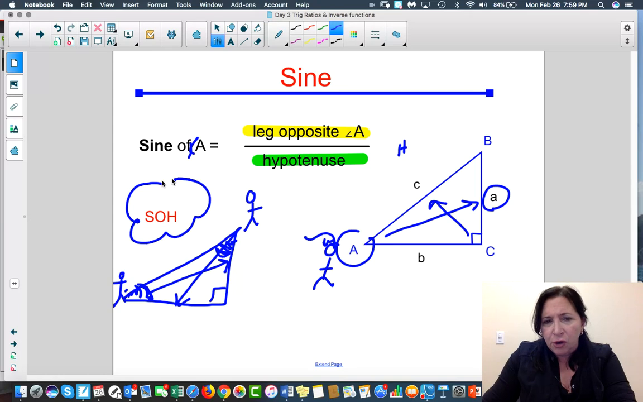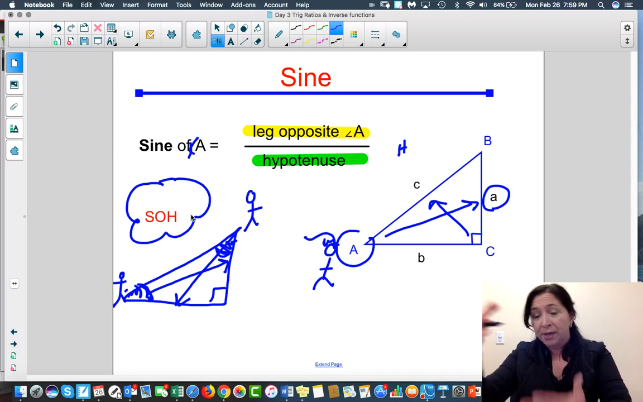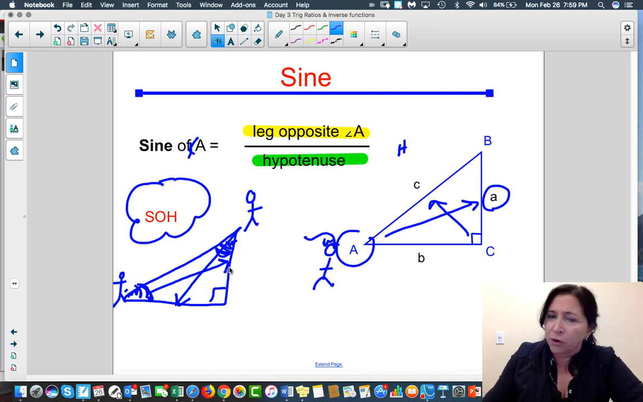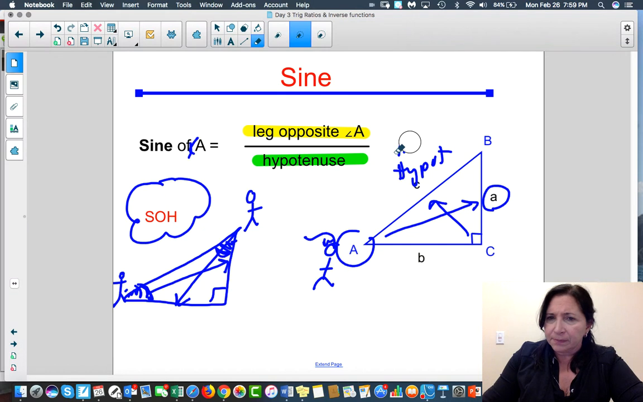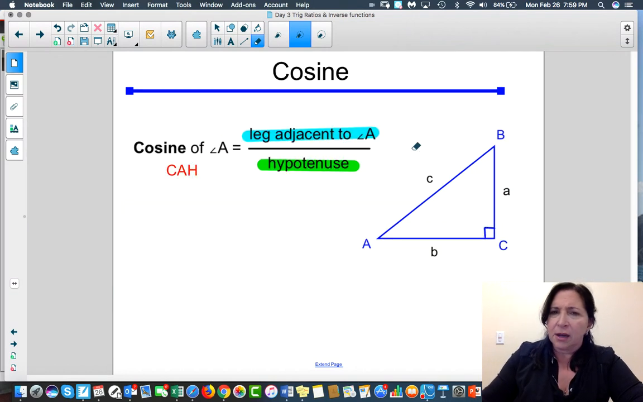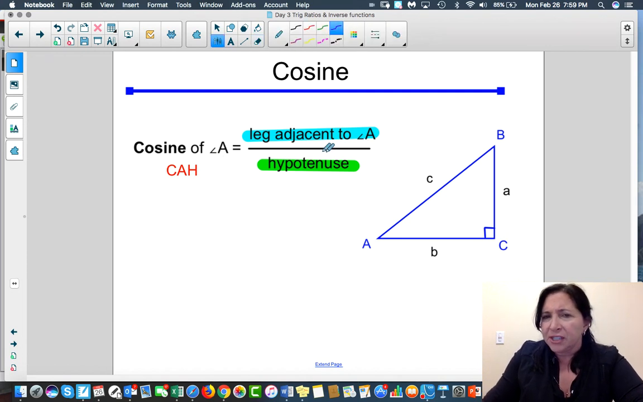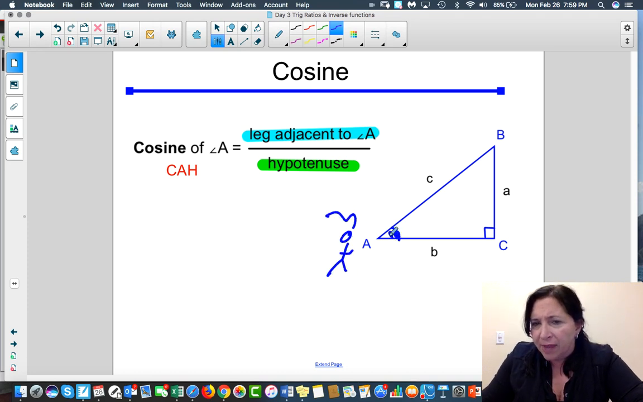Regardless, in order to find the sine, which is a trig ratio, a ratio meaning you're comparing two sides, you're going to use opposite over hypotenuse. Now remember, the hypotenuse is always the side opposite the right angle. So let's look at cosine of an angle. Cosine of an angle is going to be what we call the adjacent side.